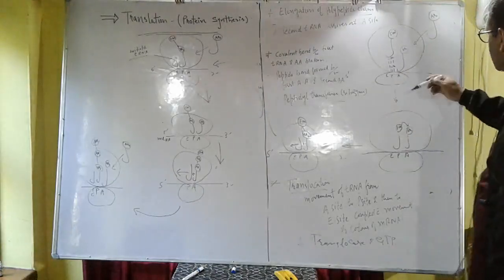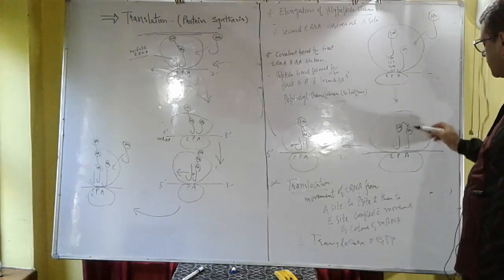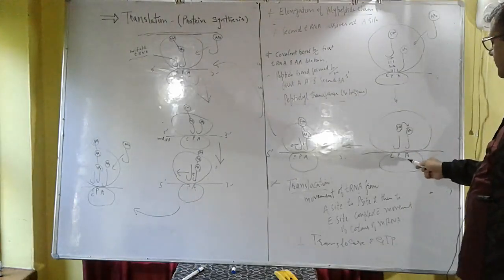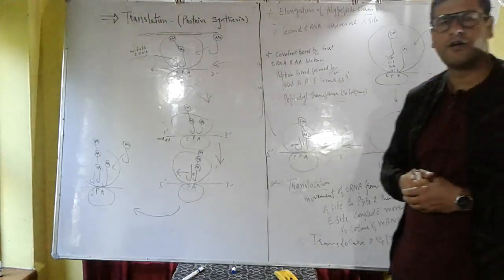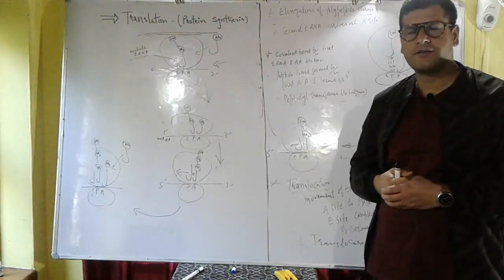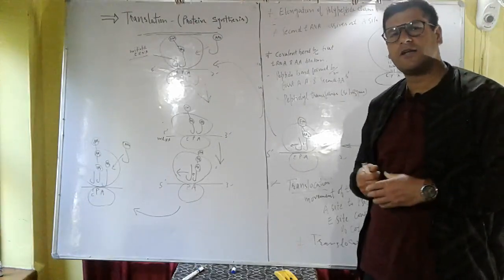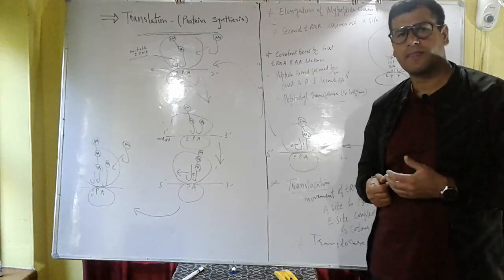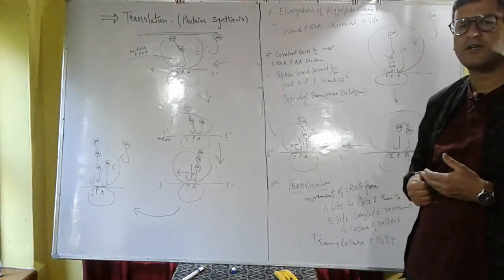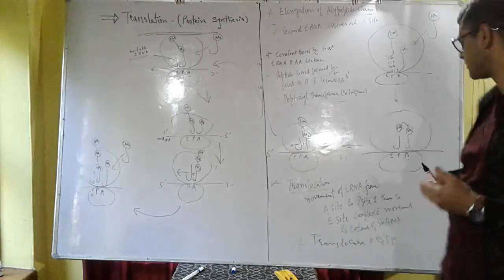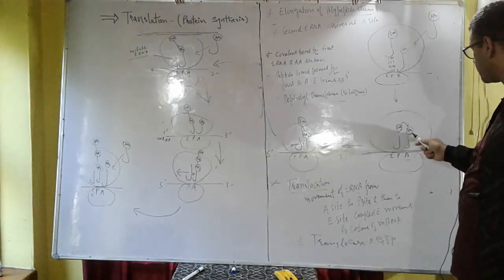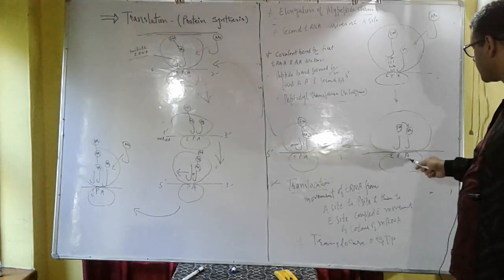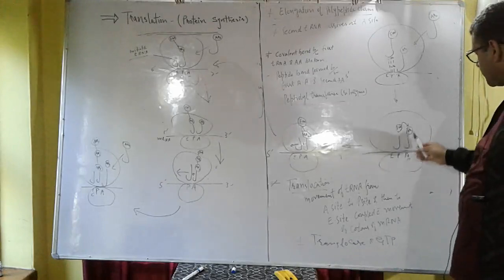Then the second tRNA will come, but it will come from the A site. Only the first tRNA comes from the P site, the peptidyl transferase site, whereas all the other charged tRNAs come from the A site, the amino acid acceptor site. So the second tRNA will come from the A site of the ribosome.